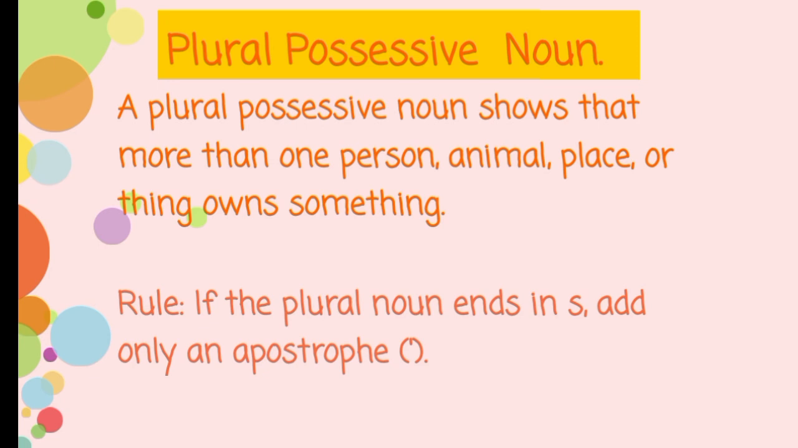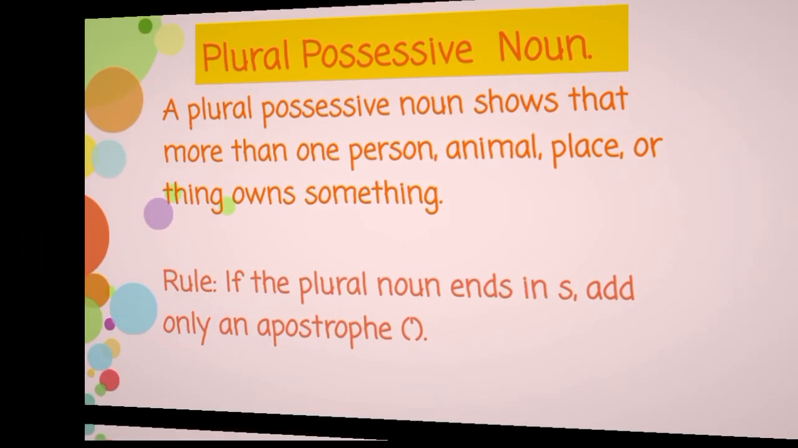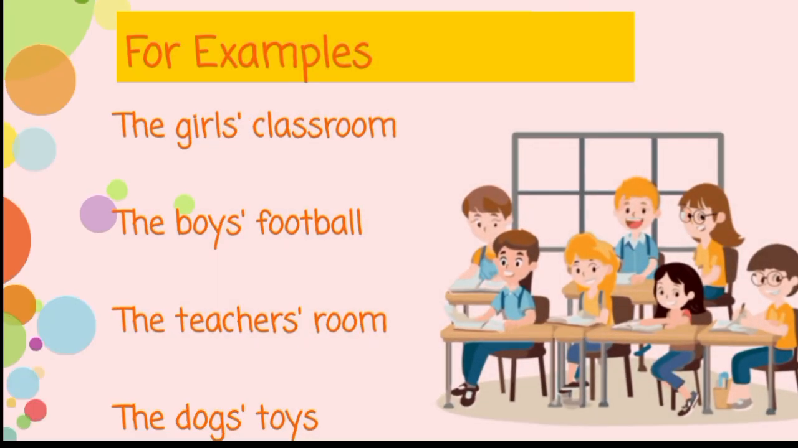Plural possessive noun. A plural possessive noun shows that more than one person, animal, place or thing owns something. The rule for it is, if the plural noun ends in s, then add only an apostrophe. Again, if the plural noun ends in s, then add an apostrophe. Here we have some examples.